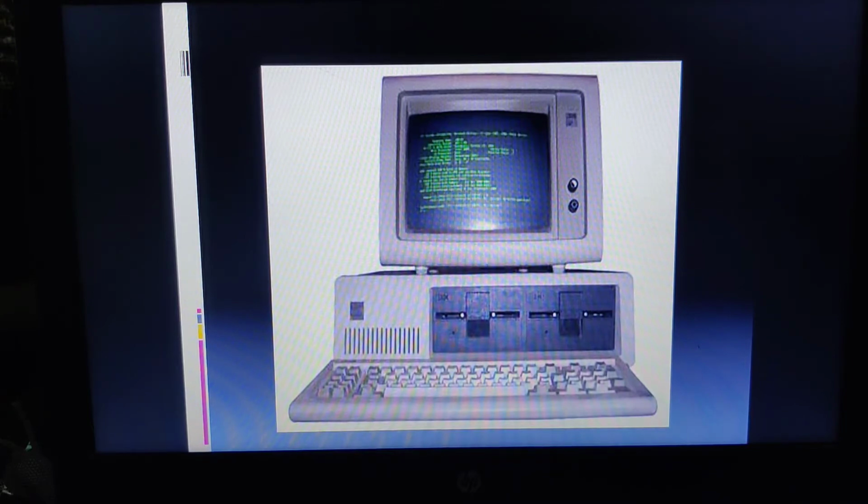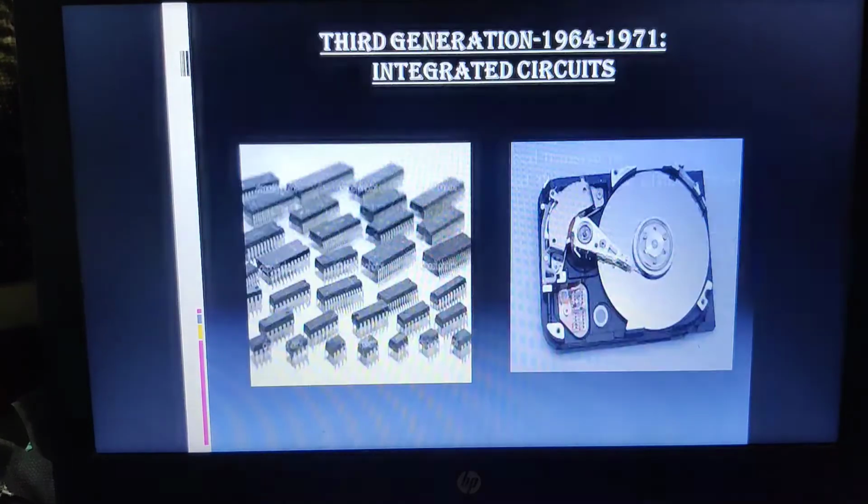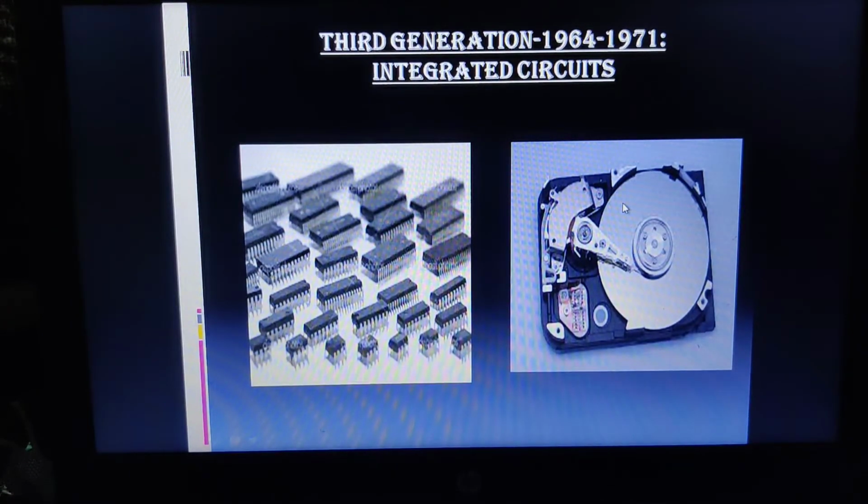So I hope you are able to clearly understand. In the third generation, integrated circuits on silicon chips were being used for internal operations, whereas in the first generation we used vacuum tubes, in the second generation we used transistors, and in the third generation we are using ICs. And then minicomputers, this is how a minicomputer looks. Keyboards were used for input, monitors for output, and magnetic hard drives for storage, and therefore they were much more powerful, reliable, smaller, and cheaper compared to the second generation. So this was all about the third generation.